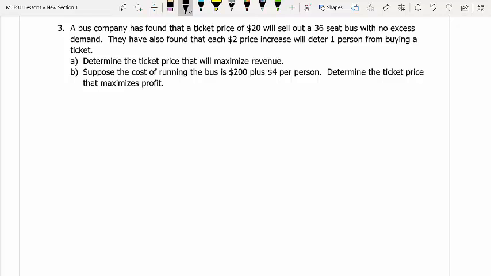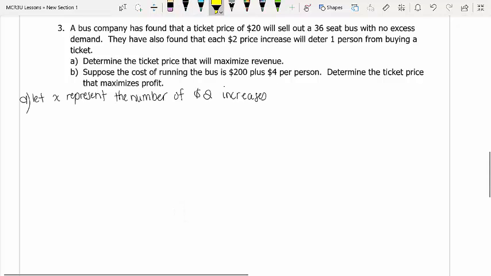Okay, so just as before, we need to find an equation first. So that's going to be the revenue equation. So X is going to represent the number of $2 increases, because if you look, every single part of the question depends on the number of $2 increases.